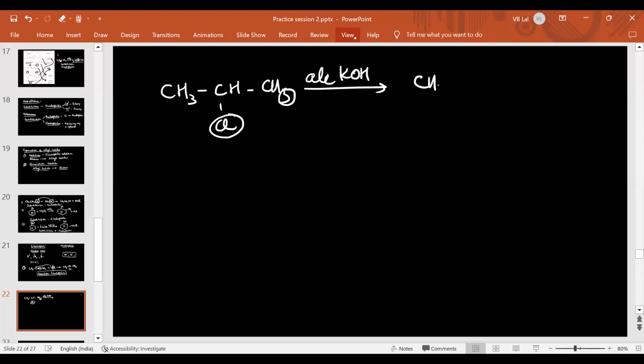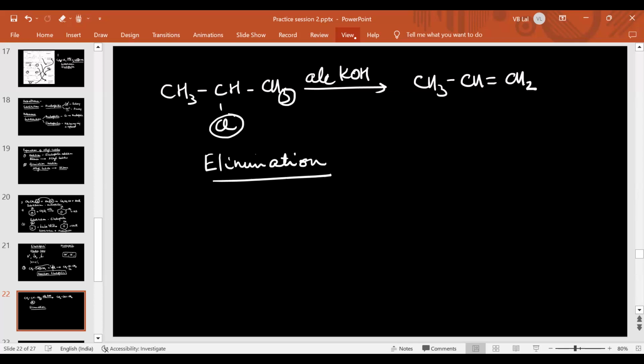So what will you get? CH3CH=CH2. So by this method, you convert an alkyl halide into an alkene. Now what is happening? A saturated compound is changing into unsaturated. So when saturated changes into unsaturated, then it is an elimination reaction. So this is an example of which type of reaction? Elimination. In case of elimination, it is not necessary to write electrophilic or nucleophilic.